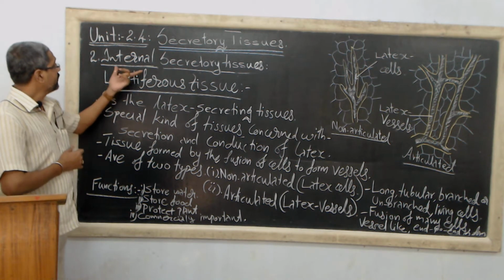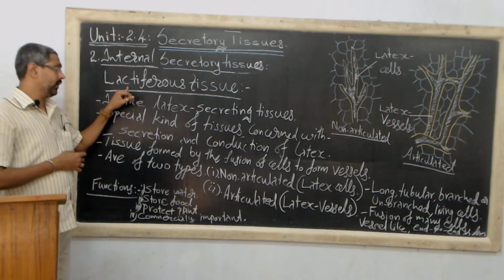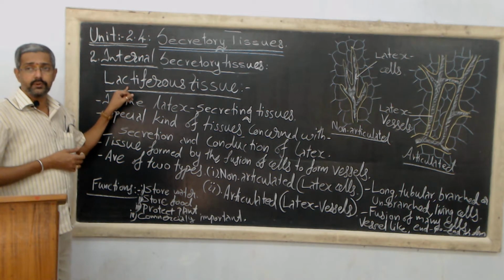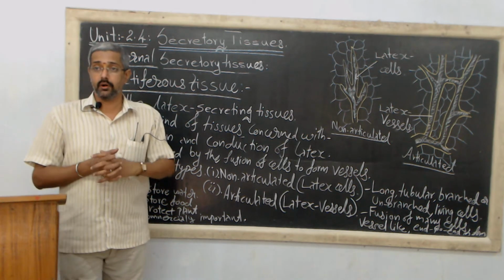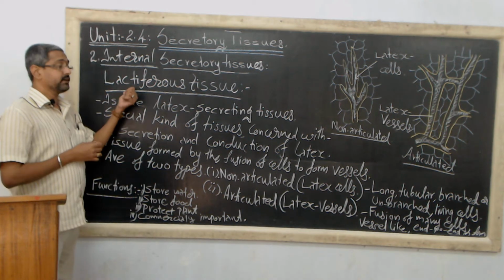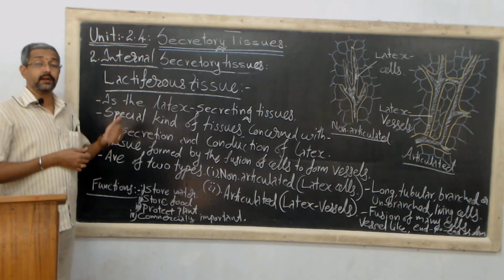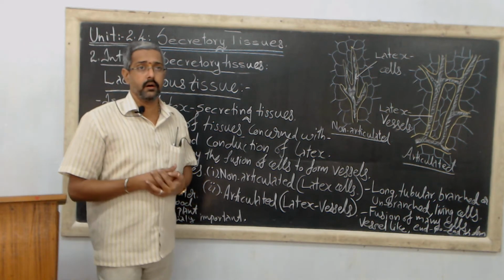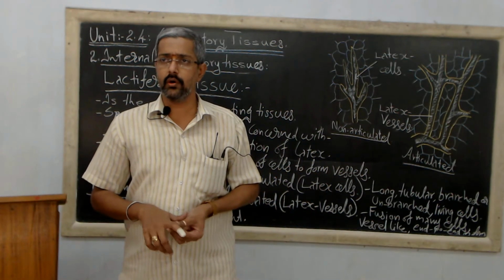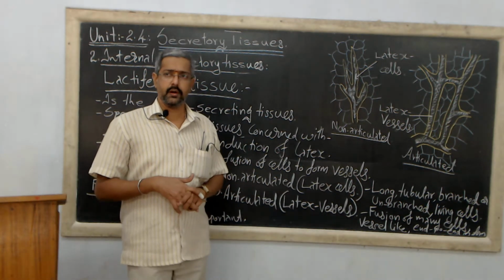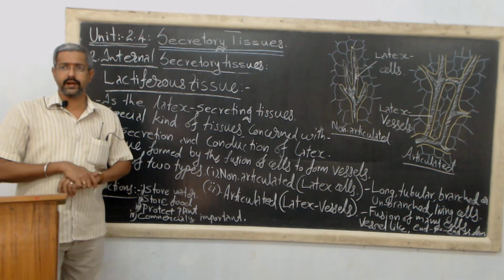Okay. And here, there are many different types of internal secretory tissue, which are organized or differentiated in plants or in various species. But here, one example is laticiferous tissue. Laticifer means it is latex. The latex is usually either white or milky white in color, or colorless, or even yellow or brick brownish red, also seen in different species or different varieties of plants.